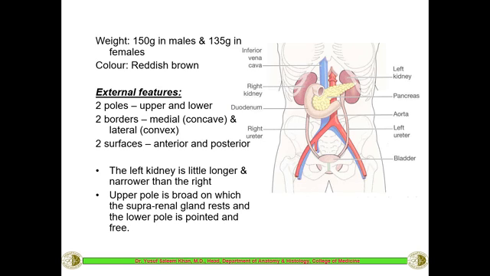Even if it is not there, the upper pole is much broader compared to the lower pole. The lower pole will be narrow and the upper pole will be much broader. And there is no organ sitting on the lower pole. Only the upper pole will be occupied by the suprarenal gland, and the lower pole will be free.